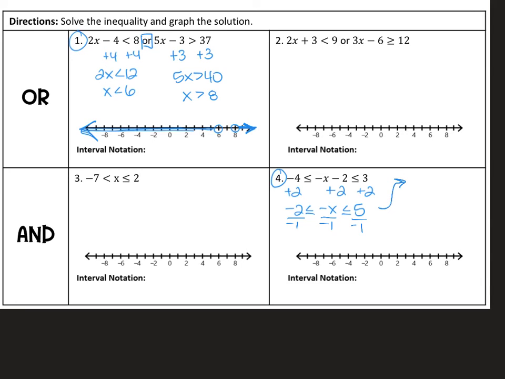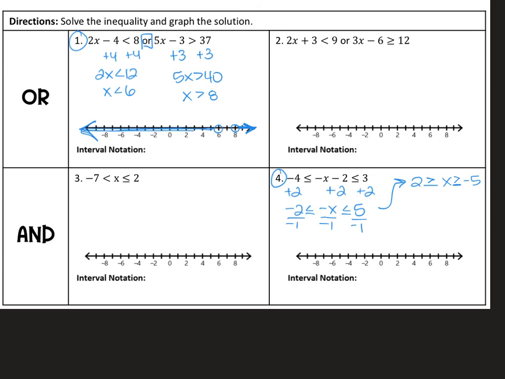And remember, when we divide or multiply by a negative number, when we're solving inequalities, we have to flip the sign or reverse the sign. So -2 over -1 is +2. And so instead of is less than or equal to, you reverse that sign. X over -1 is just x. And then 5 over -1 is -5. And again, we have to reverse that second inequality sign.